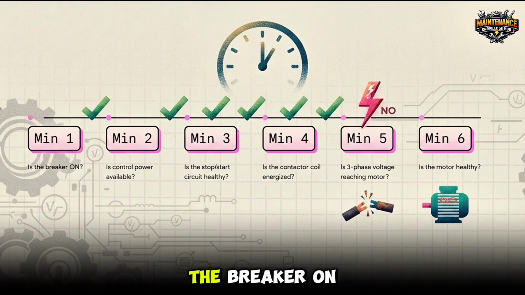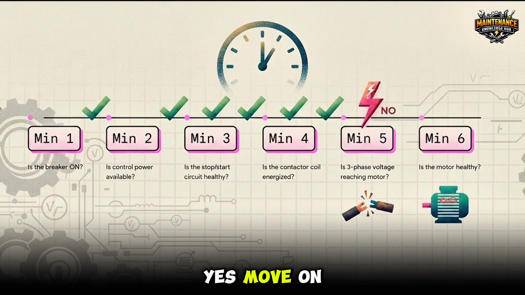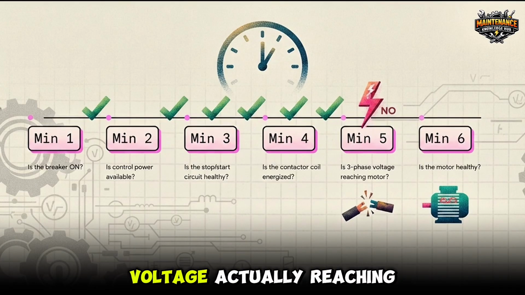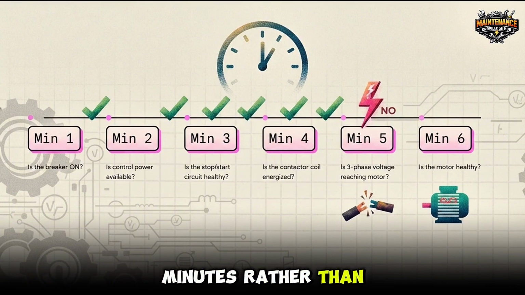Minute 1, is the breaker on? Yes, keep going. Minute 2, is control power available? Yes, move on. Minute 3, is the stop and start circuit healthy? Yes. Minute 4, is the contactor coil energized? Yes. Minute 5, is three-phase voltage actually reaching the motor? No. Boom. By asking these simple binary yes or no questions, you march systematically down the line and you isolate the fault in minutes rather than hours.